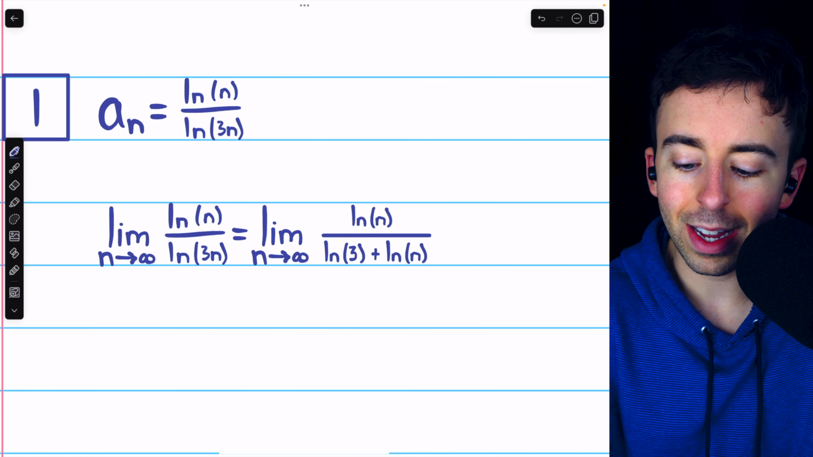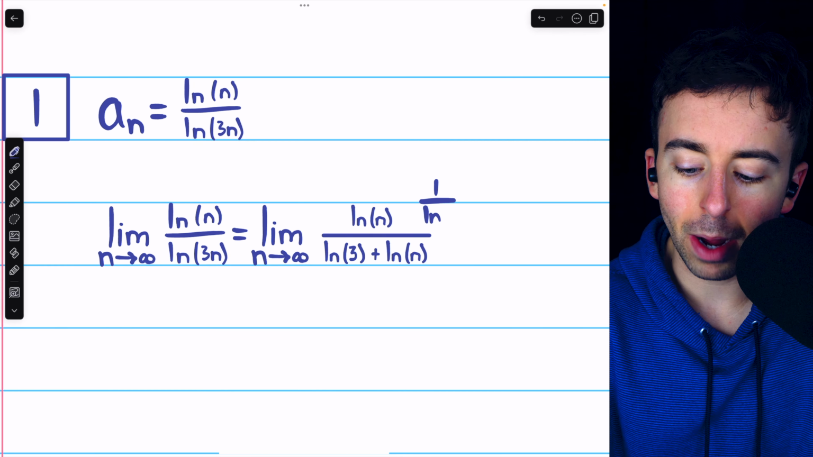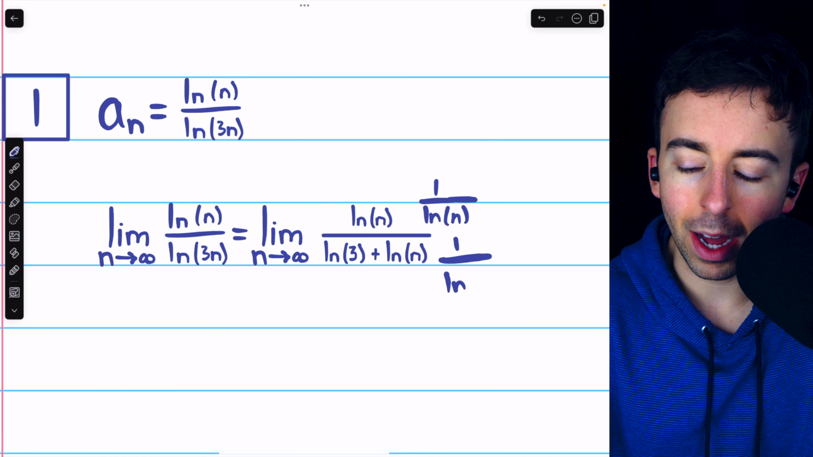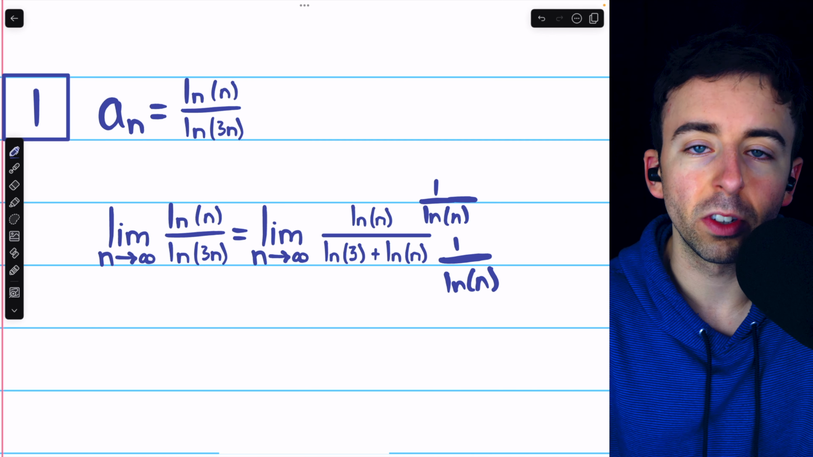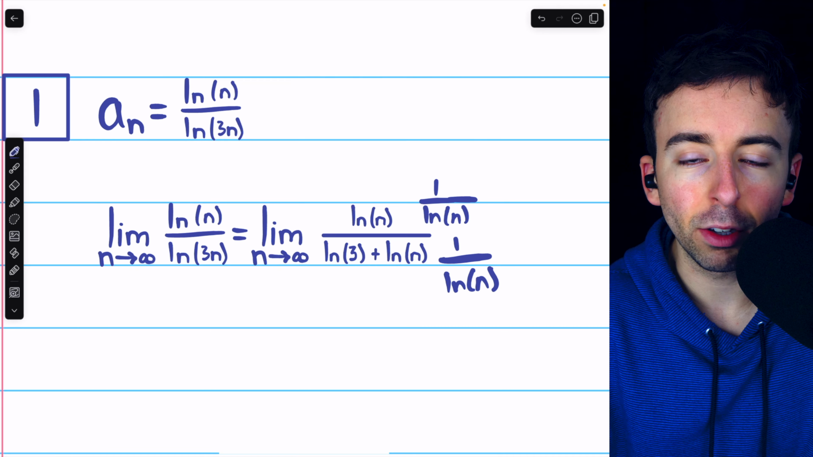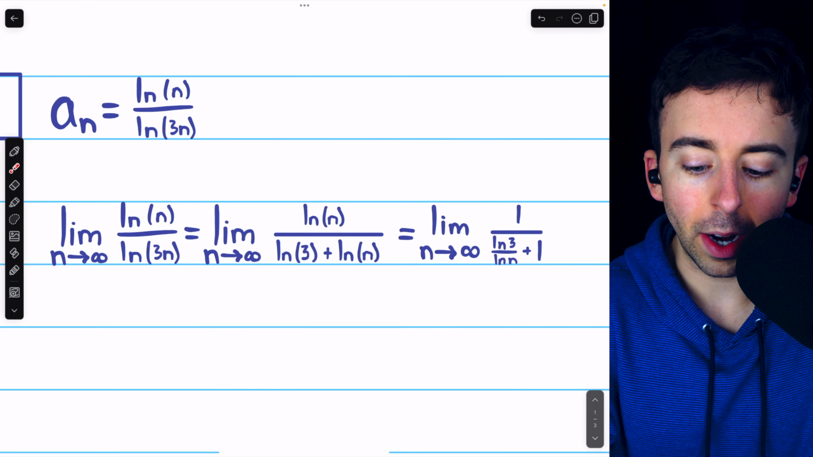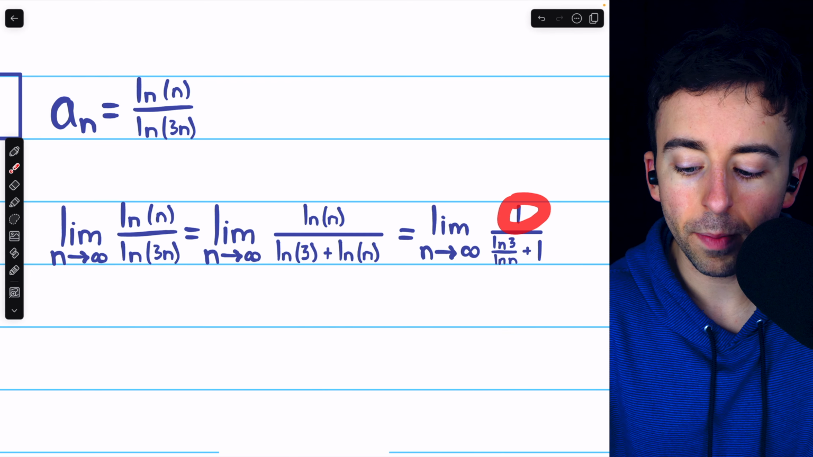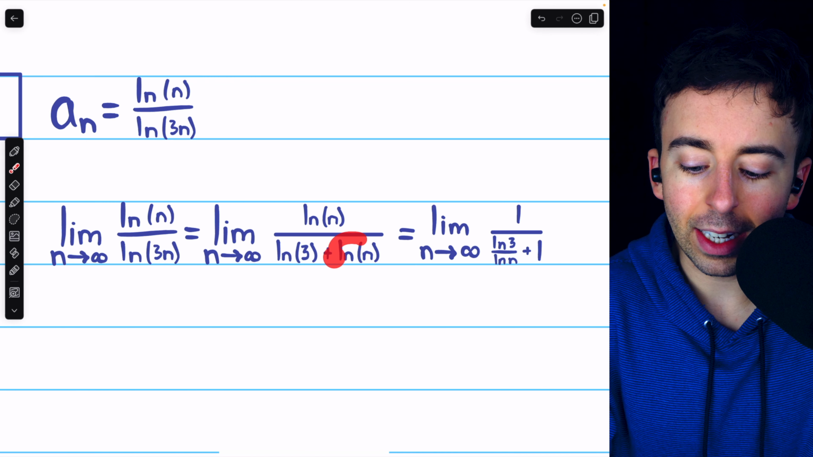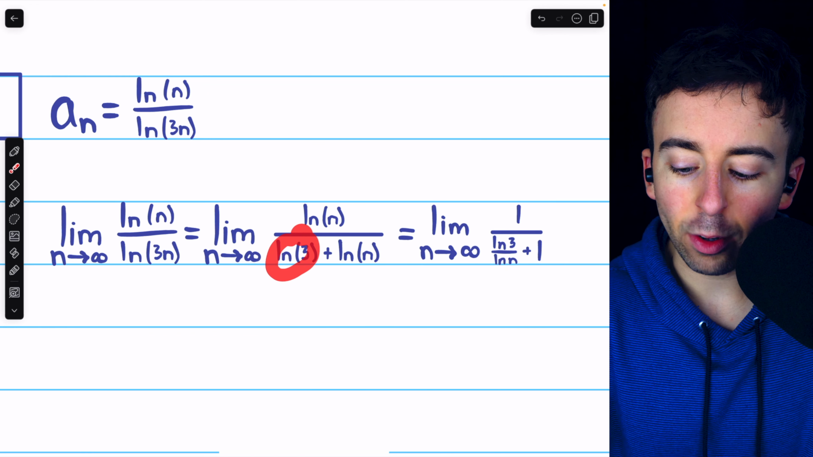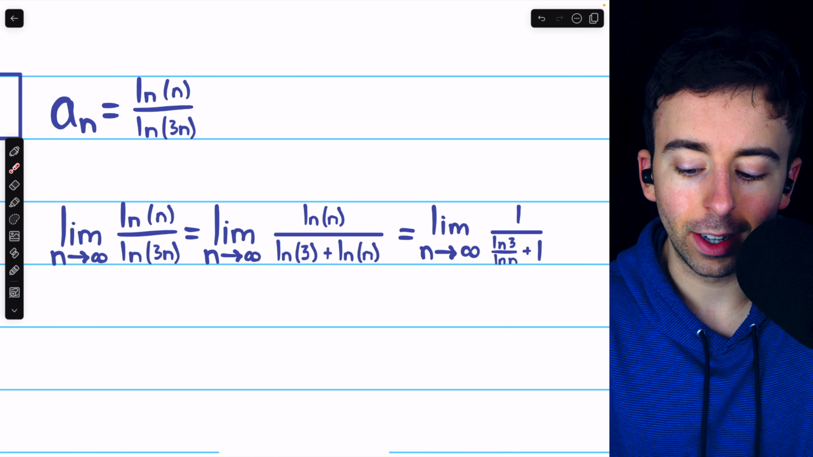So what we'll do is divide the numerator by the natural log of n, and divide the denominator by the natural log of n. So in total, we're just multiplying everything by 1. Doesn't change anything, but it will make the expression more obvious. In the numerator, dividing the natural log of n by the natural log of n is 1. In the denominator, dividing the natural log of n by the natural log of n is 1, and then we have the natural log of 3 divided by the natural log of n.